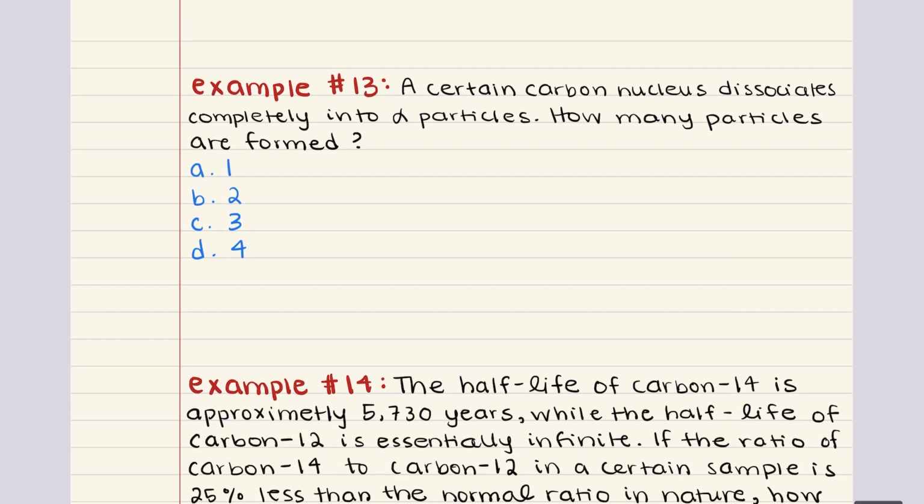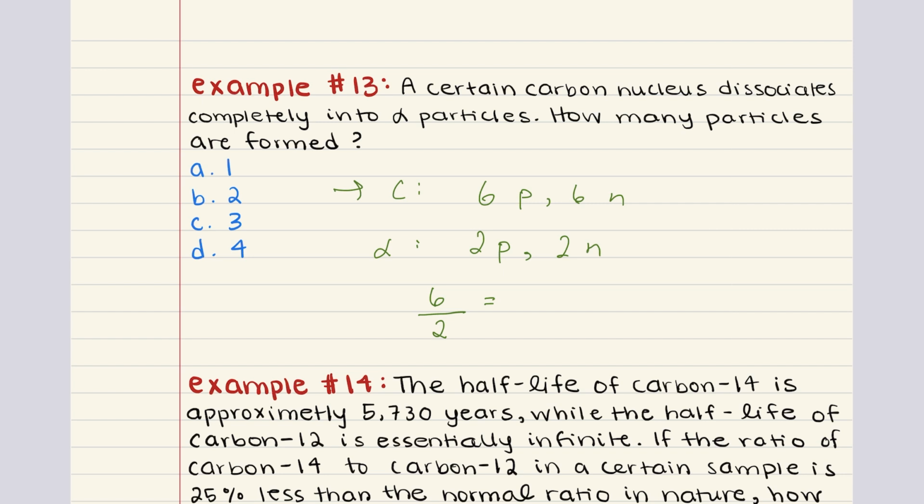Problem 13 says a certain carbon nucleus dissociates completely into alpha particles. How many particles are formed? A typical carbon nucleus contains 6 protons and 6 neutrons. An alpha particle contains 2 protons and 2 neutrons. Therefore, one carbon nucleus can dissociate into 6 divided by 2 alpha particles. 6 divided by 2 is equal to 3, so we can say that one carbon nucleus can dissociate into 3 alpha particles. That means that the correct answer for problem 13 is C.